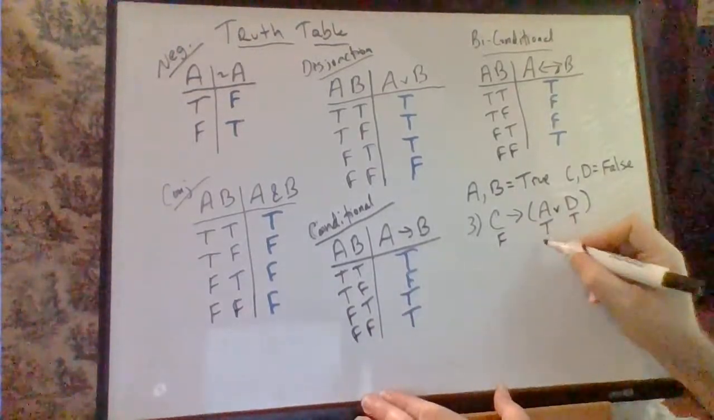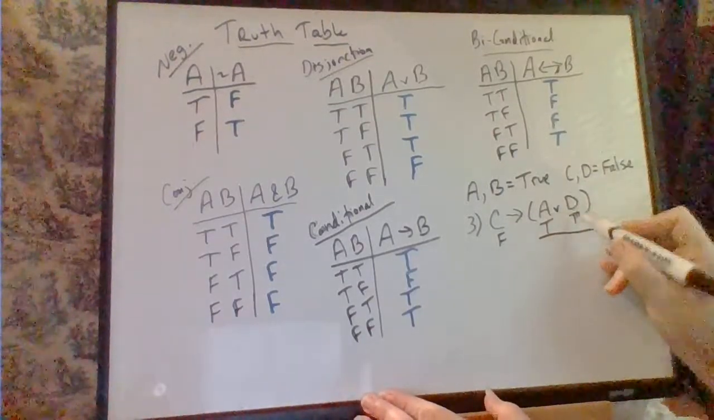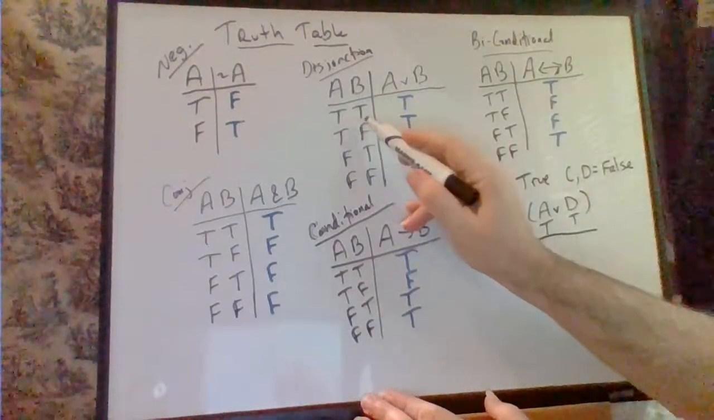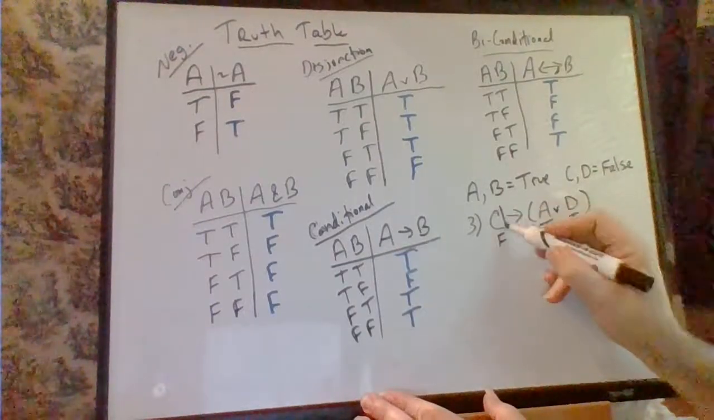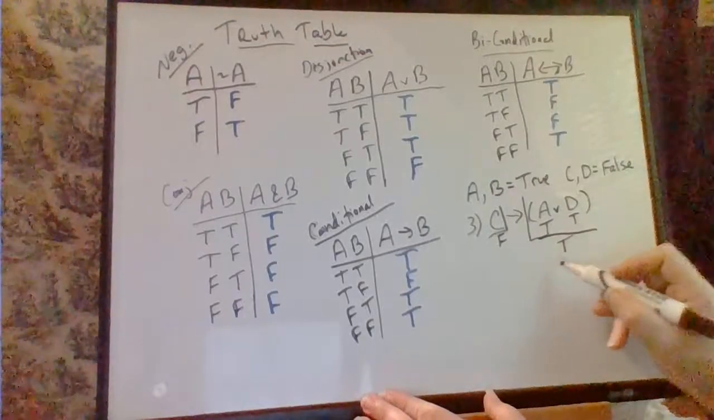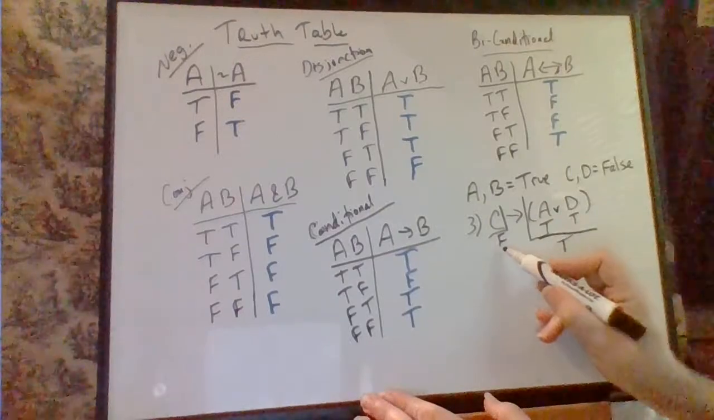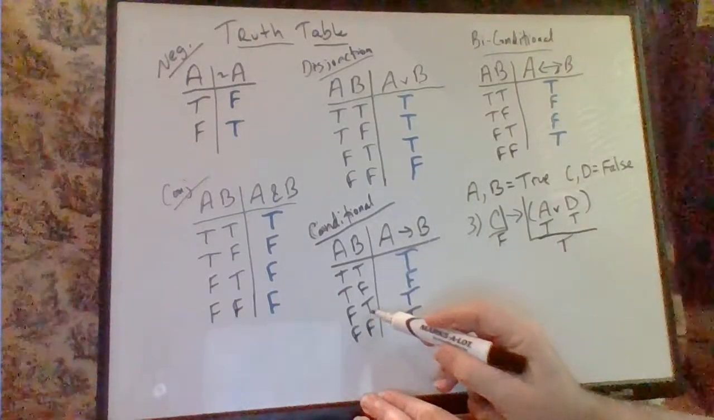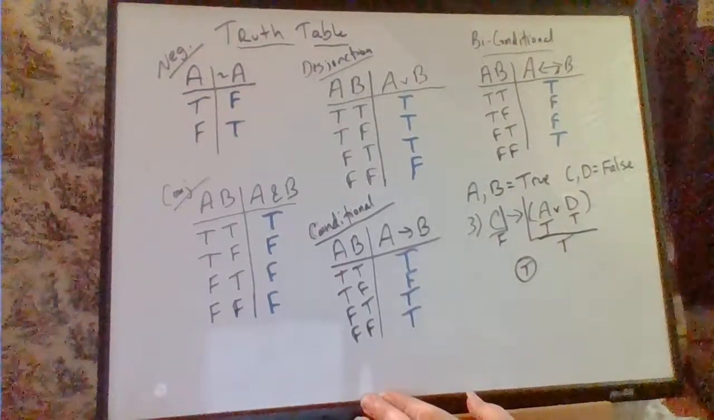So in this case, we have parentheses. So we start with the parentheses, A or D. A is true, D is true. We've got the wedge. True, true with the wedge yields true. So now I know that C is false, A or D is true, and we've got the arrow, so that's a conditional. So I'm going to find the line where the antecedent is false and the consequent is true. False, true gives me true. And so the truth value of that statement is true.